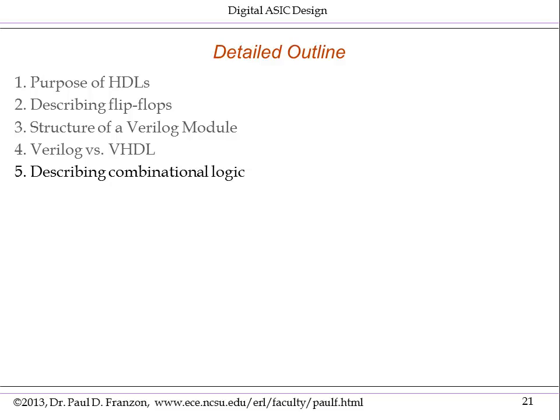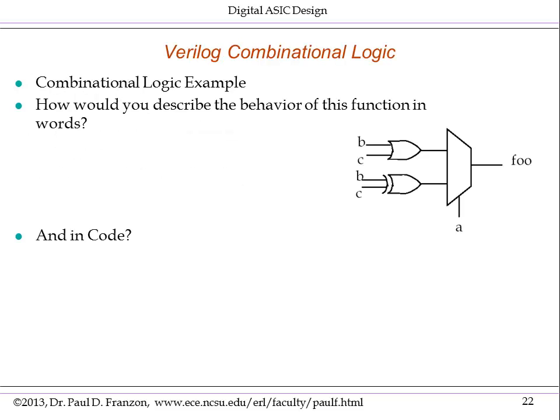So we've seen how to describe flip-flops in the last submodule. Let's now turn to the two ways of describing combinational logic in Verilog RTL. So let's take the same approach. We have a piece of logic on the right, a mux and two gate inputs. How would you describe this in words?